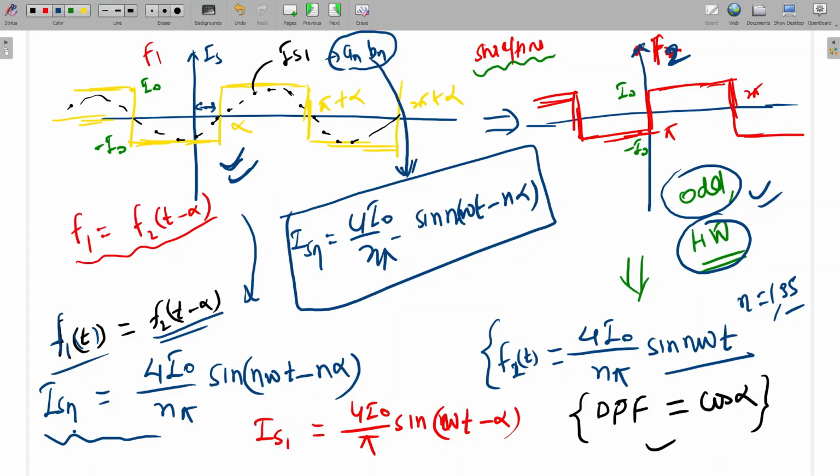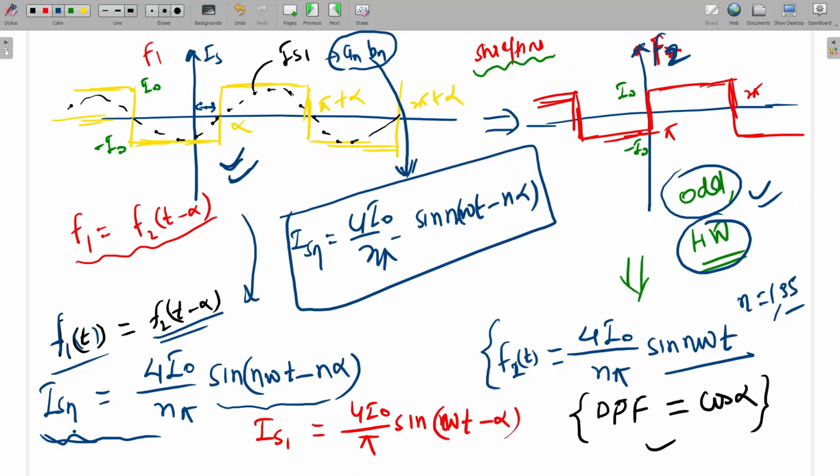So what is the best method? If a non-symmetrical waveform is there, first we will make it symmetrical, and after that the waveform will be shifted. So iSn will be 4 I naught upon n pi sin(n omega t minus n alpha). Is it clear to all? Can anyone reply? Clear, sir.